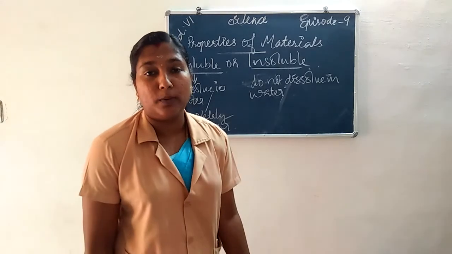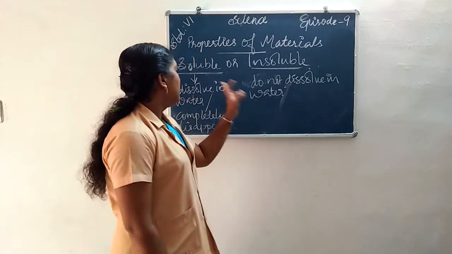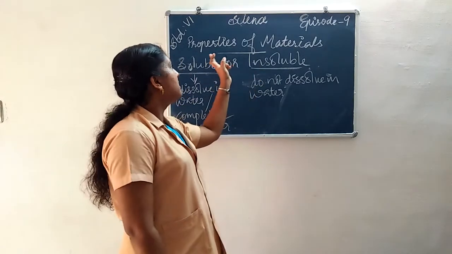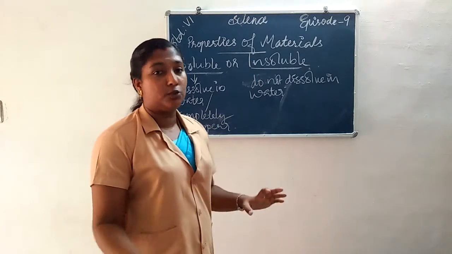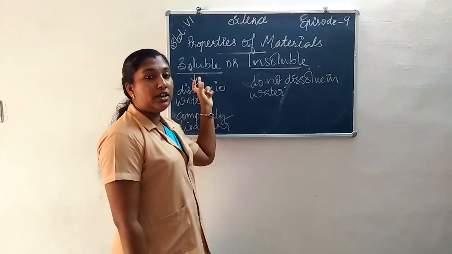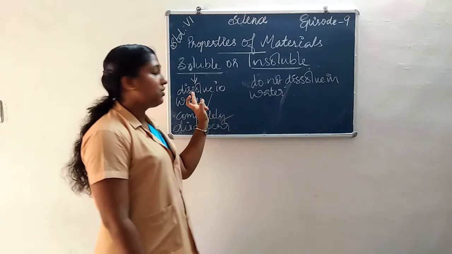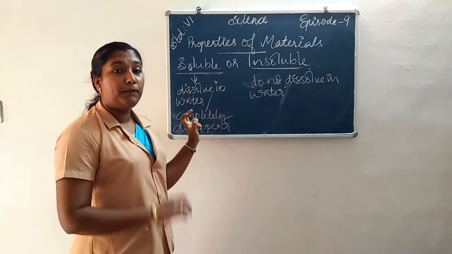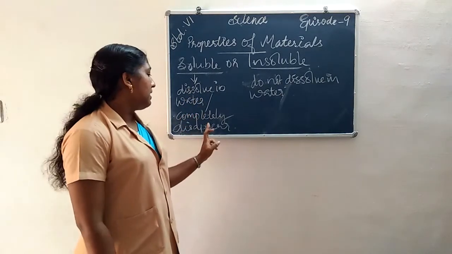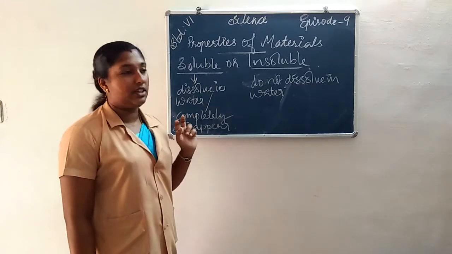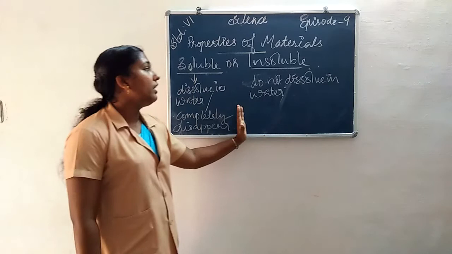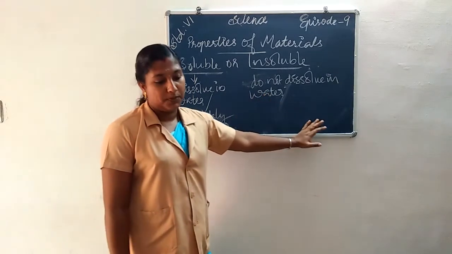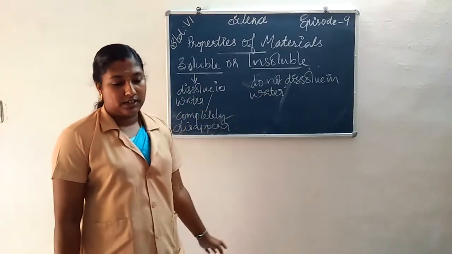What do you mean by soluble and insoluble substances? Soluble or insoluble is a property of materials used to classify them into groups. The substances which dissolve in water and completely disappear are called soluble substances. The substances which do not dissolve in water are called insoluble substances.